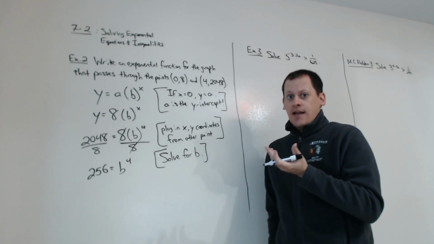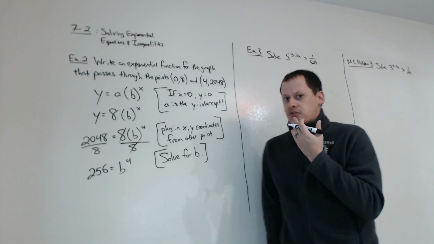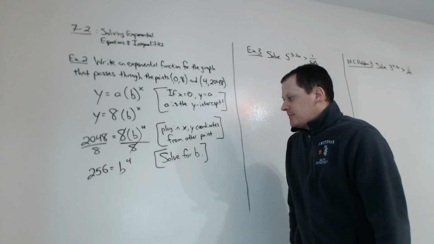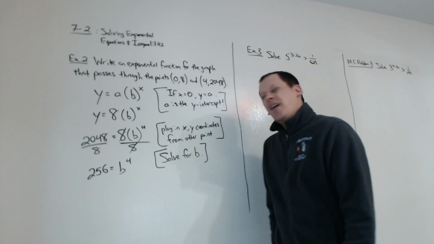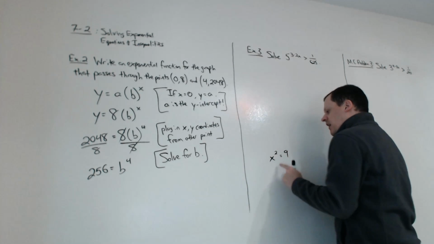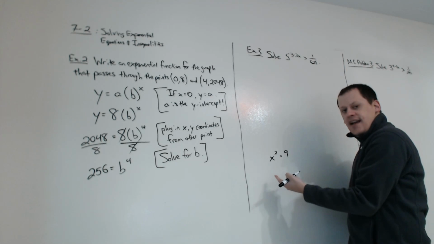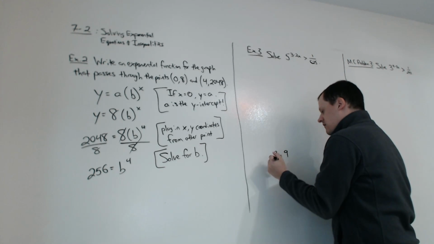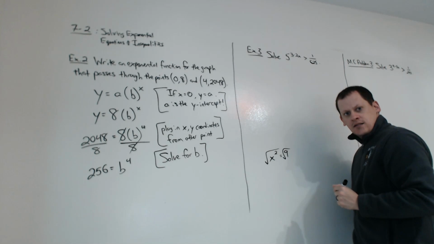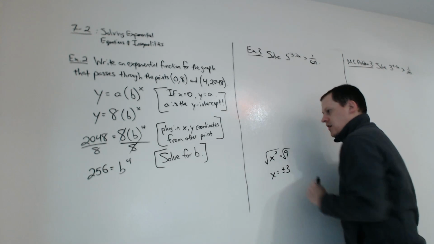B isn't by itself yet, though. If we've got b to the 4th power and we just need b, there's something we need to do to both sides. Well, it's kind of like if we've got x squared equals 9 and we want to find what x is, how do we get the x by itself? We take the square root of both sides, right? This means x equals plus or minus 3.